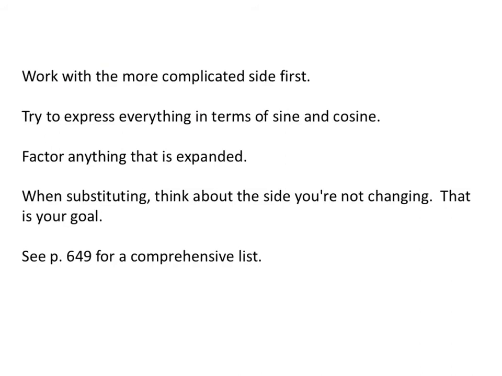If you can, express things in terms of sine and cosine. Sometimes that actually makes it a lot simpler. Anything that's expanded, factor it, because again, if we can get those in terms of Pythagorean identities, we can substitute. And then when you're substituting, think about whatever side it is that you're not changing, because that's the goal that you're trying to aim for. And then finally, on page 649 in your textbook, there's actually a very comprehensive list of these tips.